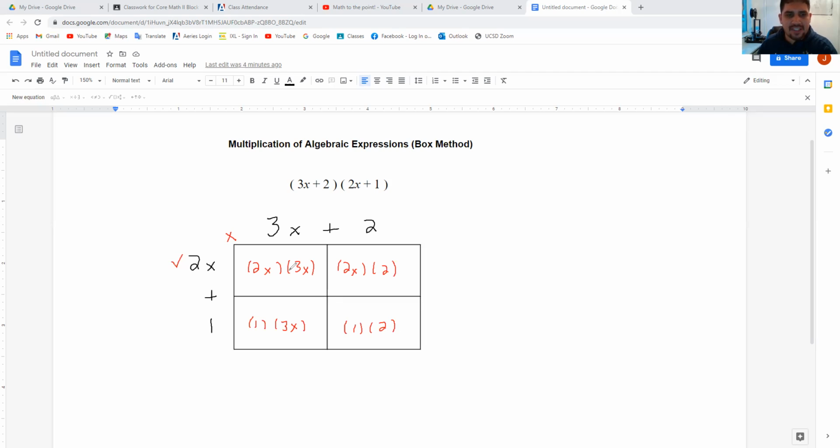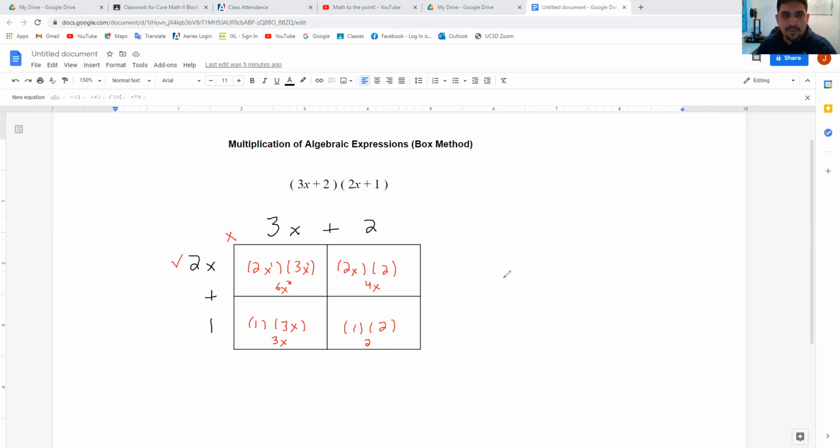Then after simplifying, if you multiply 2x times 3x, that is 6x to the power of 2. You combine the exponents that are 1 at the top of these variables. 1 plus 1 is 2. And then for the second entry, if you multiply 2x times 2, that is 4x, we just multiply the coefficients and we attach the variable. For the third entry, we're multiplying 1 times 3x, which is just the same thing, 3x. And for the last one, we have this easy multiplication of integers, which is 1 times 2, and the answer is 2.